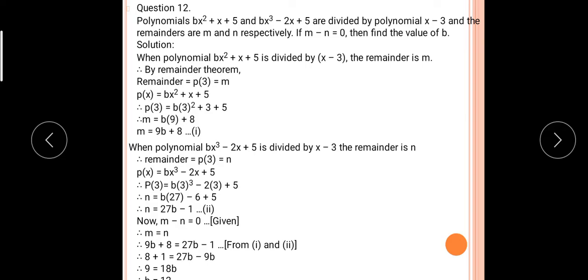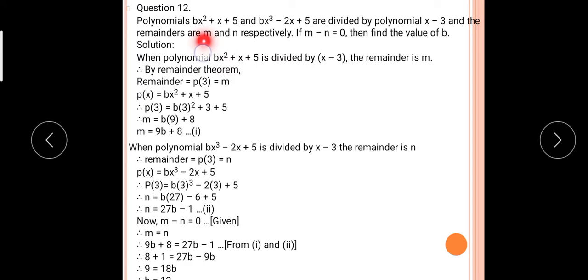Very simple question. By the remainder theorem, you have to calculate and solve the question. Whatever result comes, you then have to use this condition. Firstly, bx square plus x plus 5 is divided by x minus 3. So what is the value of x? Obviously 3. So what is p of 3? Your p of 3 is m.